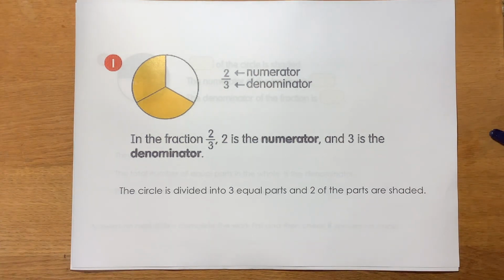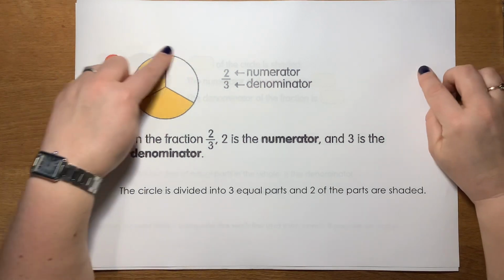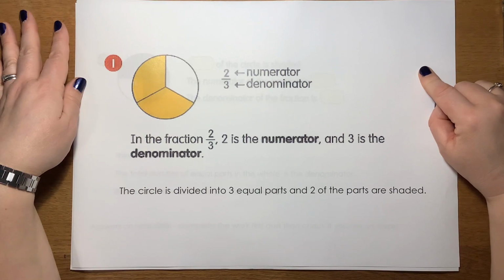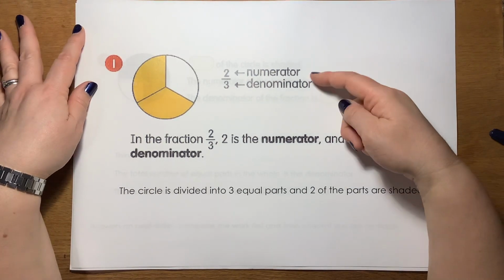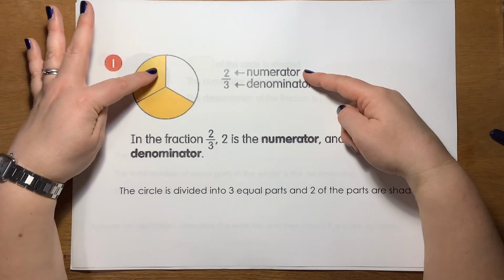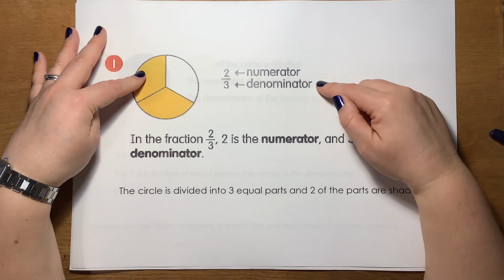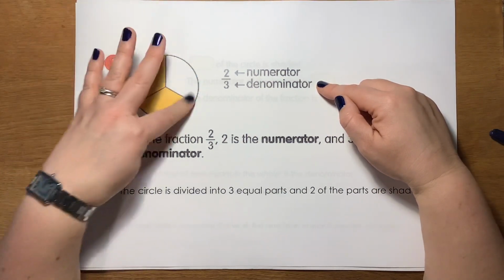In this example, again, we have a circle, and that circle is our whole. But this time it's divided into 3 equal parts. So in this example, the fraction 2/3 represents the number of parts that are coloured yellow. The numerator is 2, so that's the number of parts that we are talking about, and the denominator is 3. That's the number of parts in the whole.